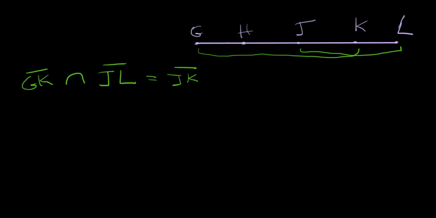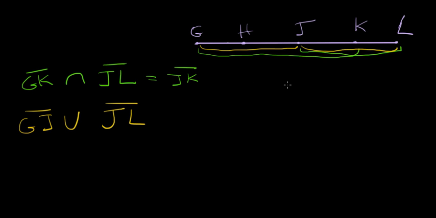Let's try this one here. Now we're going to try a union of GJ and JL. What's the union of GJ and JL? And of course the answer to that is segment GL, the whole thing. If you combine GJ and JL, you get GL.